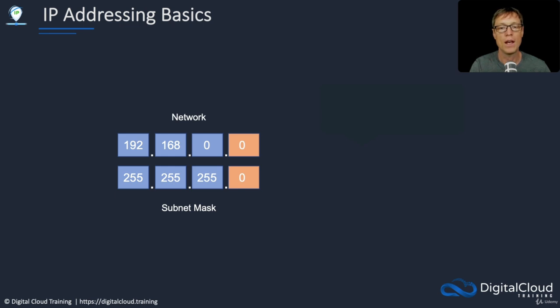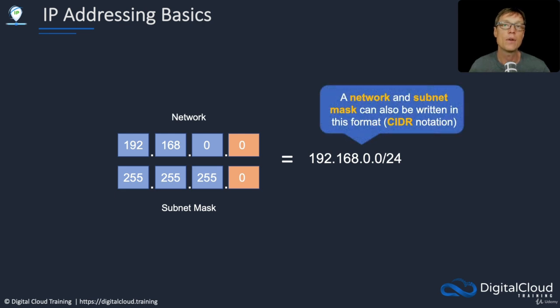notation. Now, another way that we can represent our network and our subnet mask is in this fashion. This is known as CIDR notation, CIDR, and that stands for classless interdomain routing, which we'll be covering a bit later on in the course. But you'll see networks represented in this way.